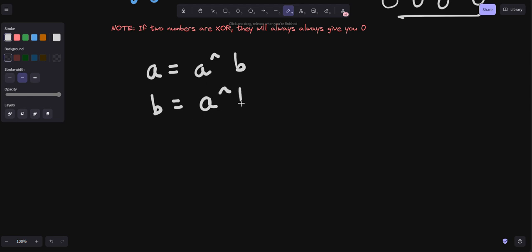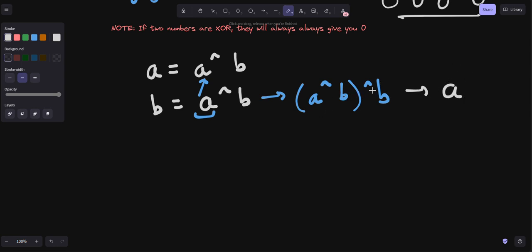If I do again B XOR B, this A will have this value. So I can easily write this. Which will give me what? If you XOR A and B, you will get some value. If you XOR B and B, you will get 0. So you'll basically get A, because there's only one operation right here.